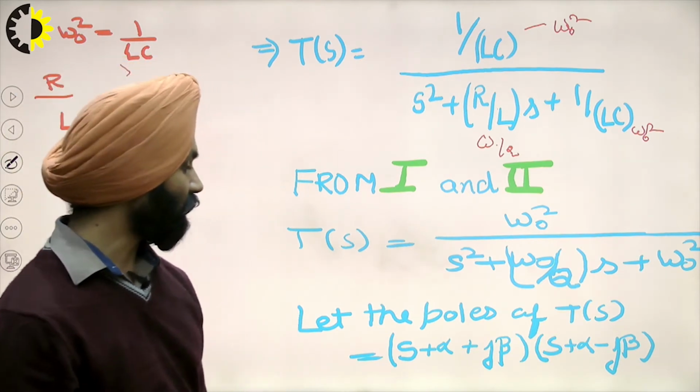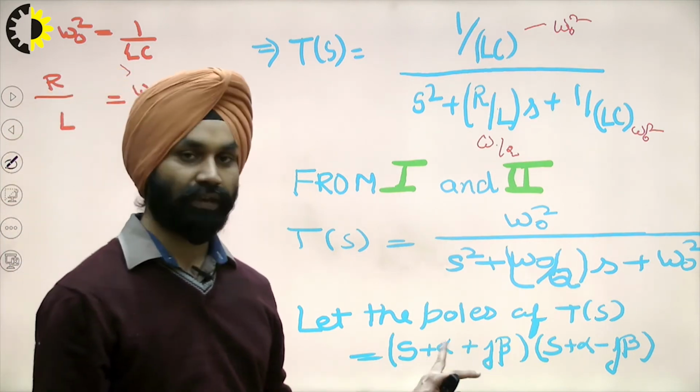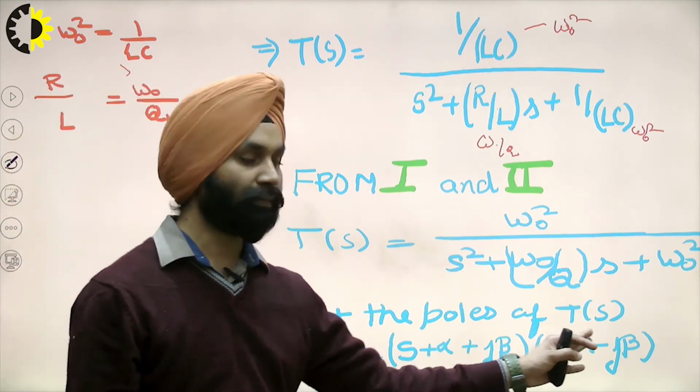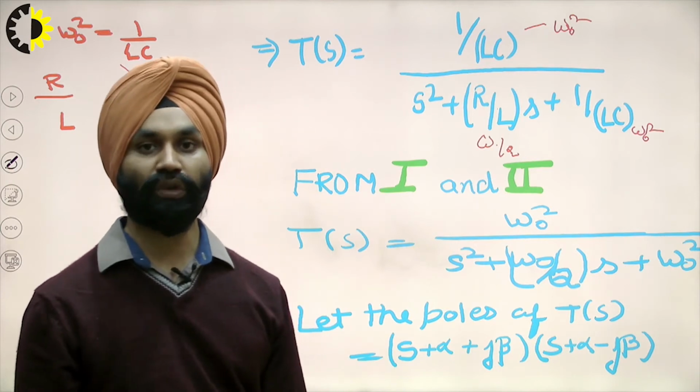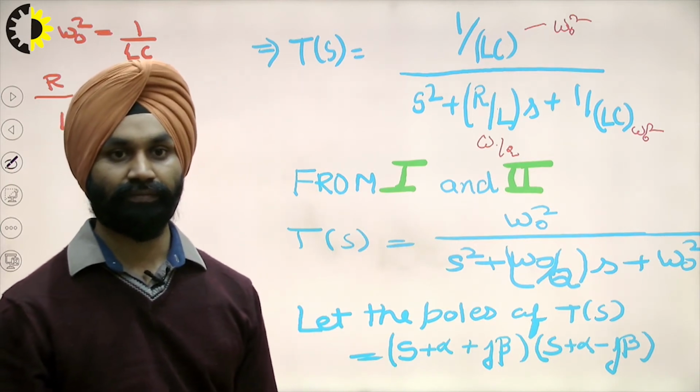Now, again we are interested in finding the poles of this equation. If we assume that the two poles are alpha plus j beta and alpha minus j beta, that means there are two conjugate poles of this equation.